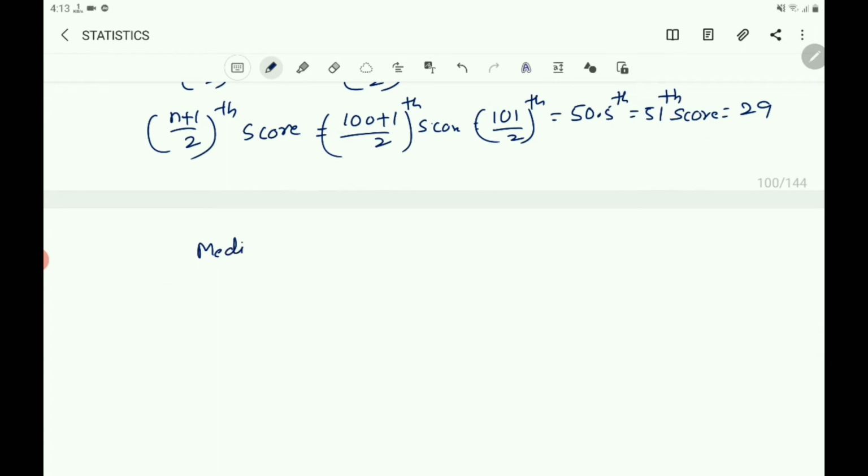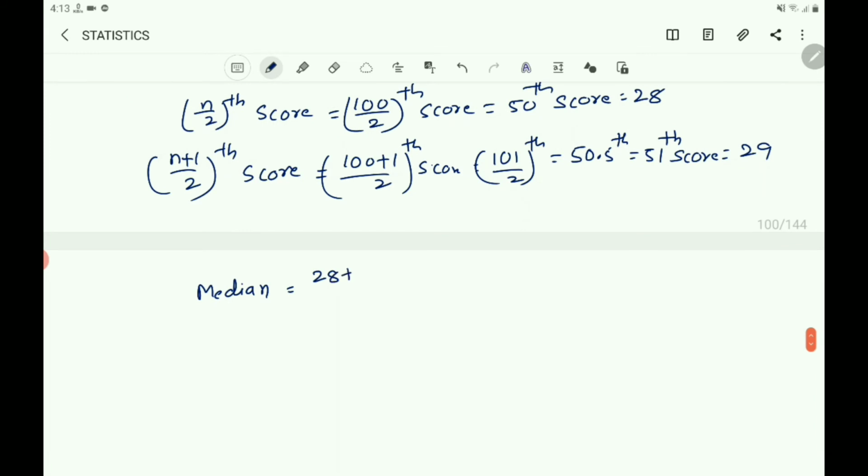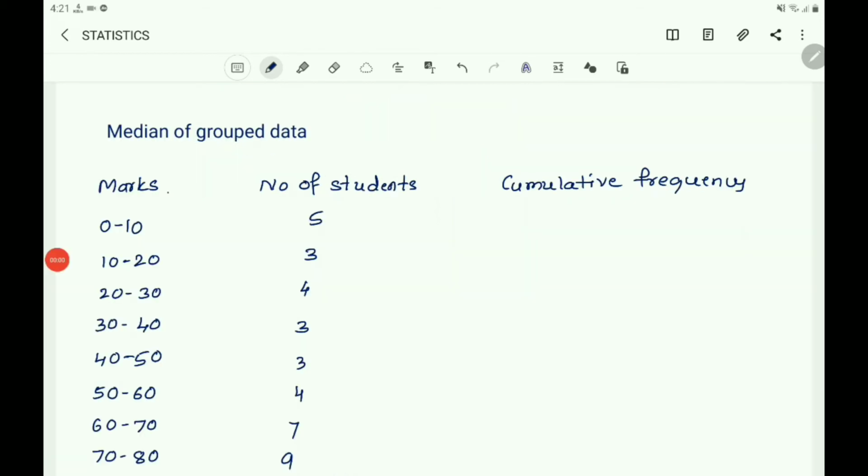Median equals 28 plus 29 by 2, the average of the n by 2th observation and the n plus 1 by 2th observation. The n by 2th observation is 28, the n plus 1 by 2th observation is 29. Average of these 2 means 28 plus 29 by 2. 28 plus 29 is 57 by 2, it is 28.5. So the median of the given data is 28.5.